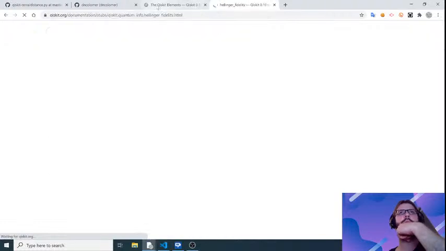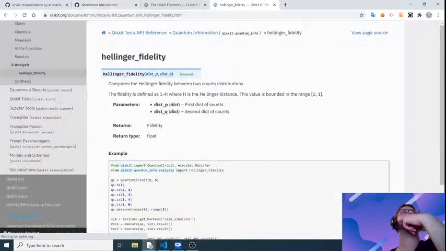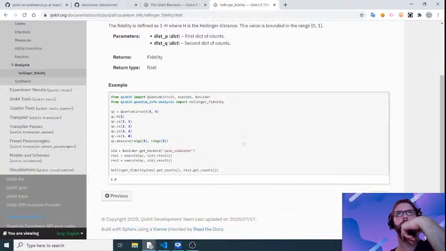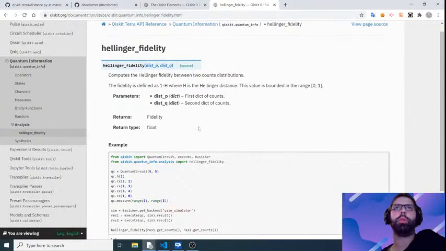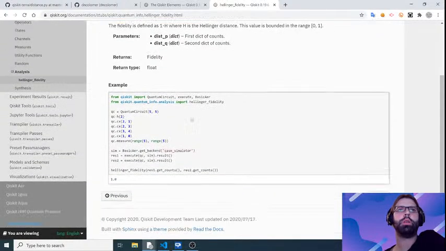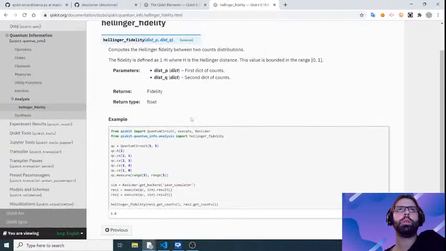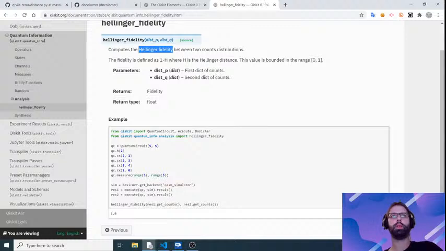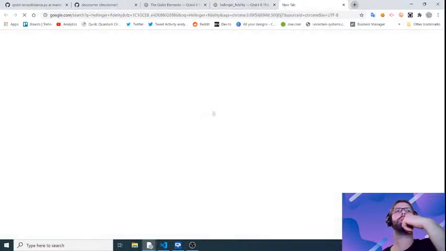It's explained in the documentation actually. Computes the Hellinger fidelity between two counts distributions. Where h is the Hellinger distance. The value is bounded between 0 and 1. Yeah, but I don't know what it is. I wanted to have a better definition of this.